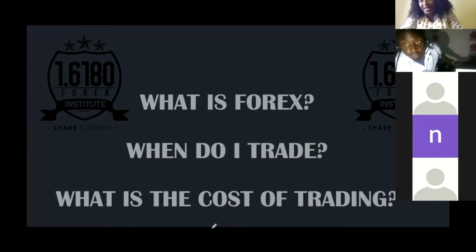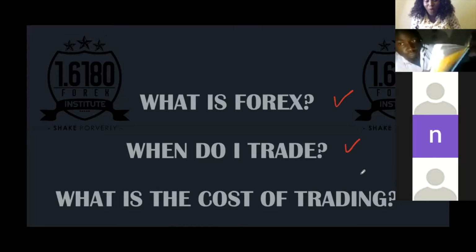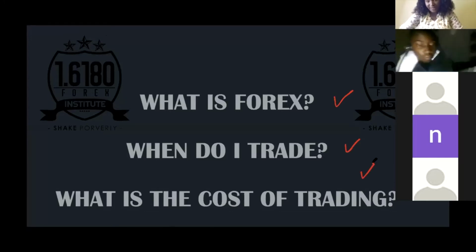We're also going to cover what is the cost of trading, because people have been asking, how much do I need? Do I need 10 rands? Do I need 1,000? Do I need 50,000 to start Forex? So you are going to know all these answers: what is Forex, when do I trade, and what is the cost of trading?